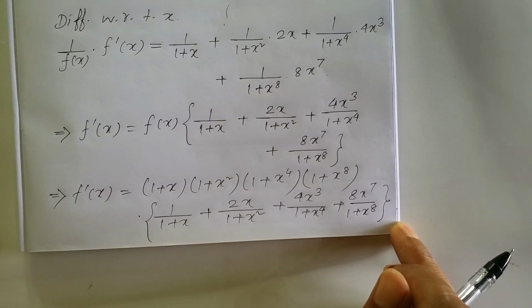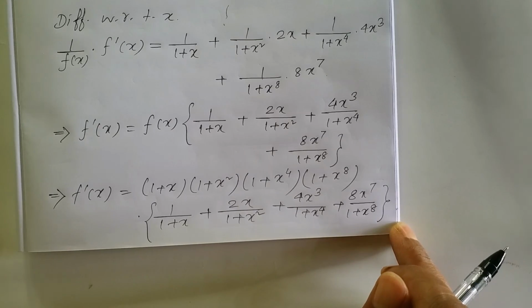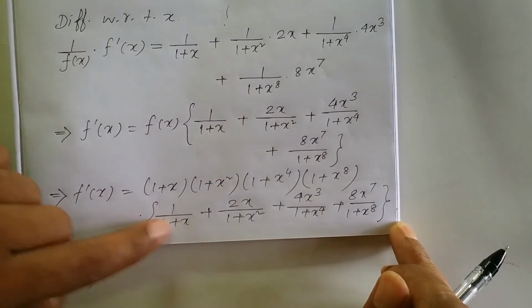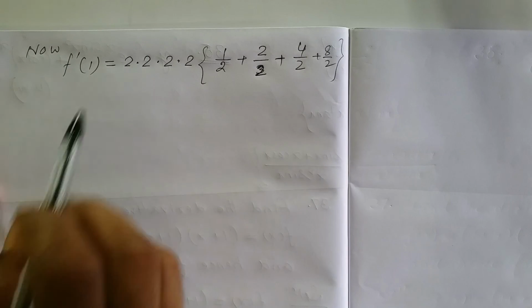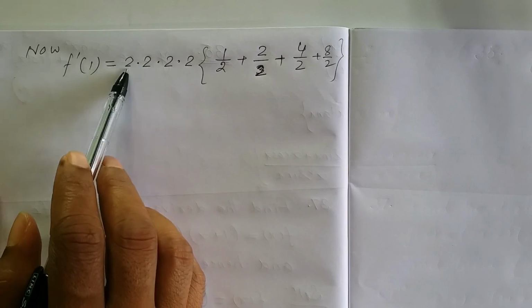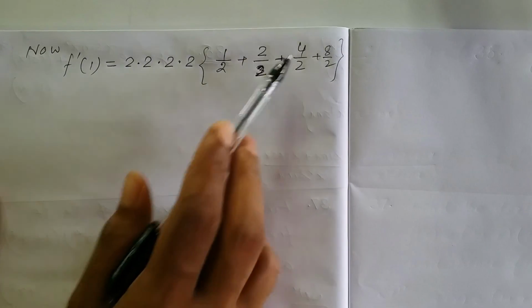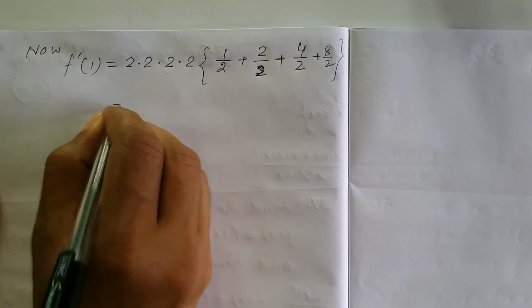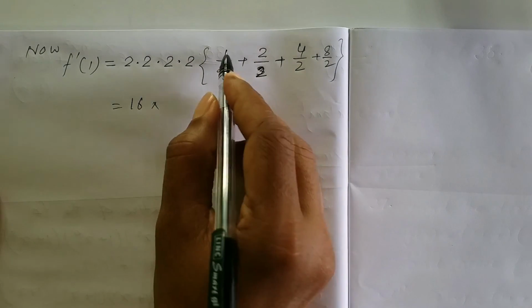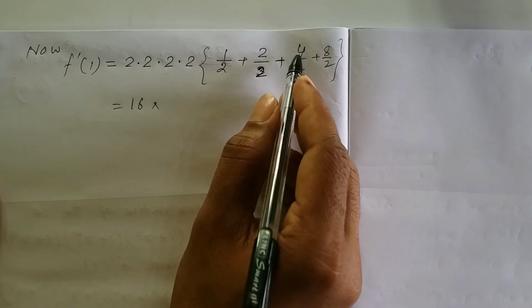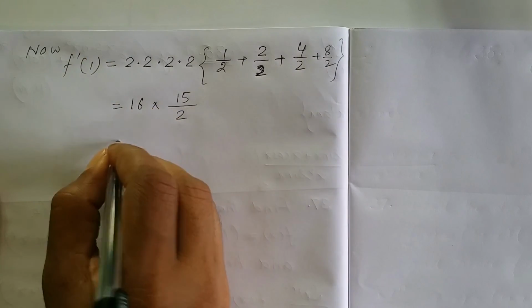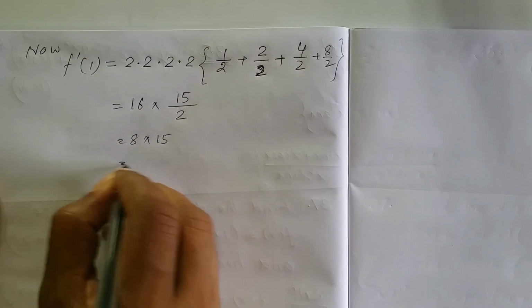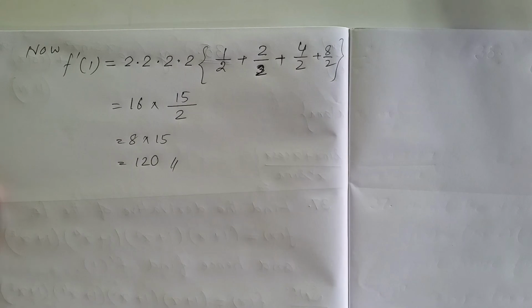That is f dash x. Then what will f dash 1 be? f dash 1. Now put 1 in place of x everywhere and we will get the answer. I have written this, you see. So after putting x is equal to 1, you will get 2 into 2 into 2 into 2, then 1 by 2, 2 by 2, 4 by 2 and 8 by 2. So 2 to the power 4 is 16 only into LCM, 1 plus 2 is 3, 7, 7 plus 8 is 15 by 2. It is actually 8 into 15, and so the answer is 120. That is the answer. Okay.